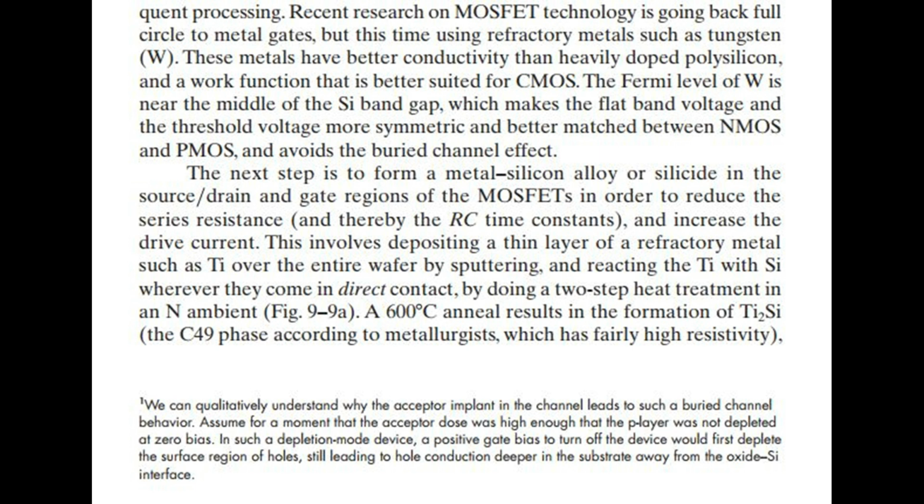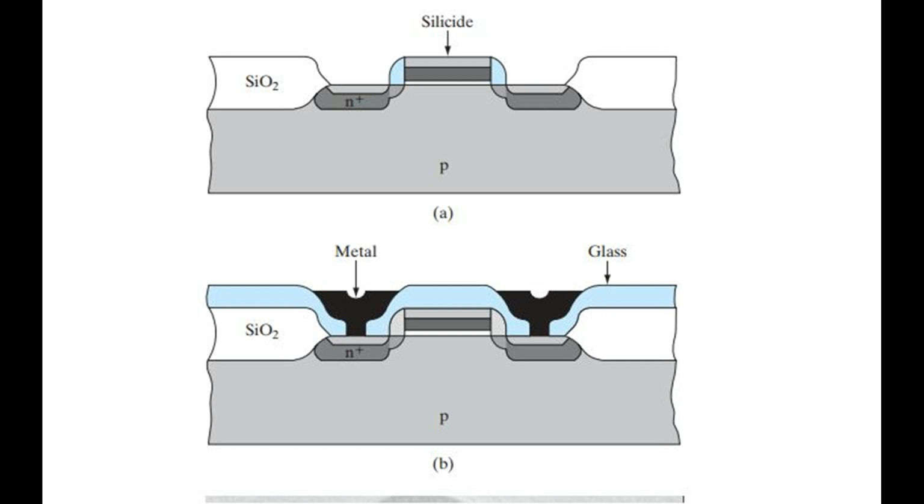A 600 degrees Celsius anneal results in the formation of titanium silicide, the C49 phase according to metallurgists, which has fairly high resistivity, followed by an 800 degrees Celsius anneal which converts the titanium silicide to the C54 phase, titanium disilicide, which has an extremely low resistivity of 17 microohm-centimeters, much lower than that of the most heavily doped silicon.